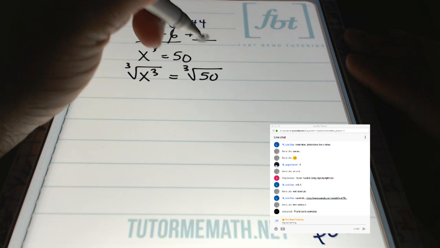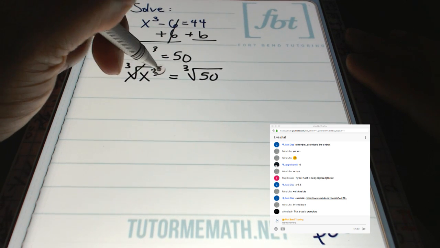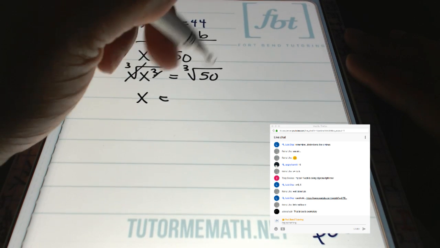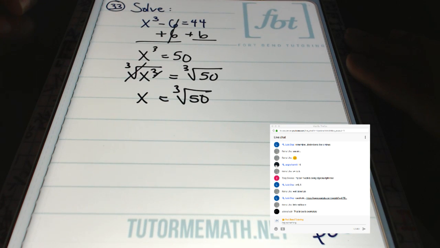You're still responsible for simplifying as much as possible, but in this case, the cube root of 50 can't be reduced. So the answer is just the cube root of 50, and that's it.